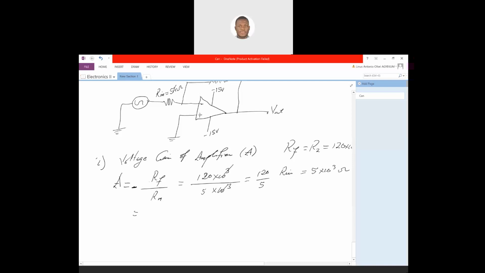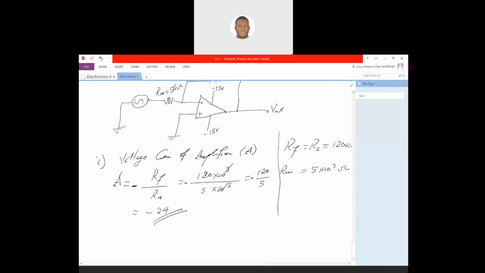Sorry, I omitted something here. The formula is negative RF because it's a feedback loop, okay? And this is an inverting circuit, so it's negative RF. Remember to include a negative when you have such a question or a similar question like this. What do we get? Negative 24. That is the voltage gain of the amplifier.